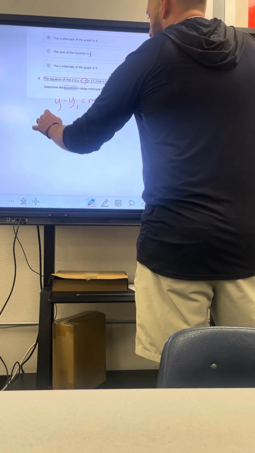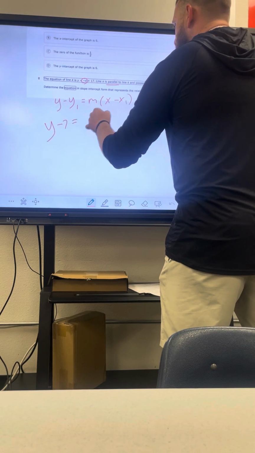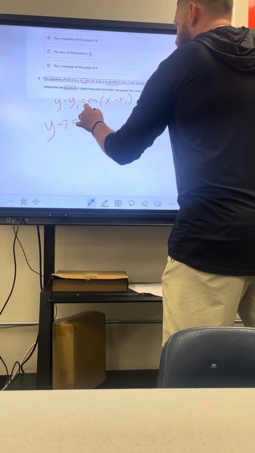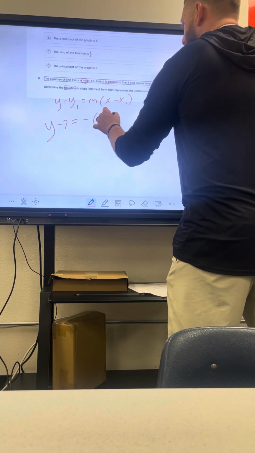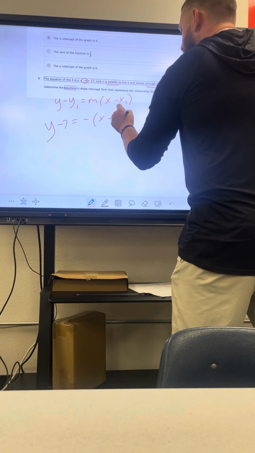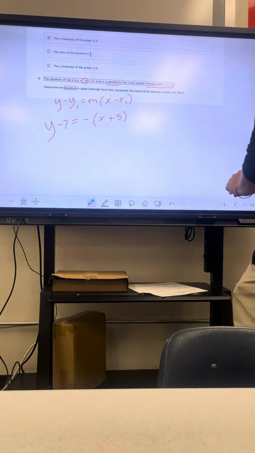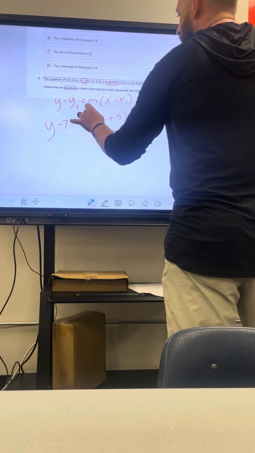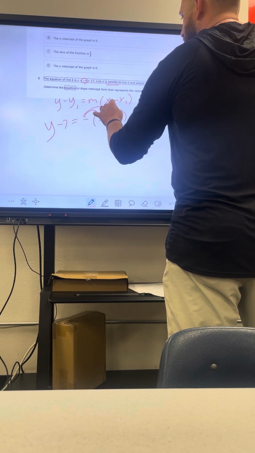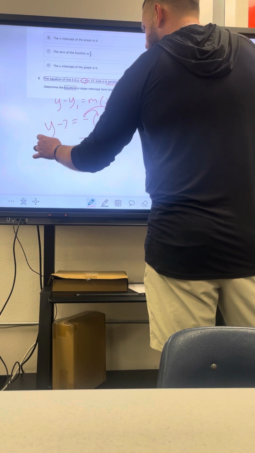So this would be y. My y1 point is 7, so it's going to be y minus 7 is equal to, again, our slope's going to be the same, so it's going to be negative x. And then my x1, since it's negative 5, it's going to be plus 5. Okay? So then you would just actually solve the equation out. And like I said, we haven't done this a lot. So I would distribute the negative here, so that gives me negative x minus 5.